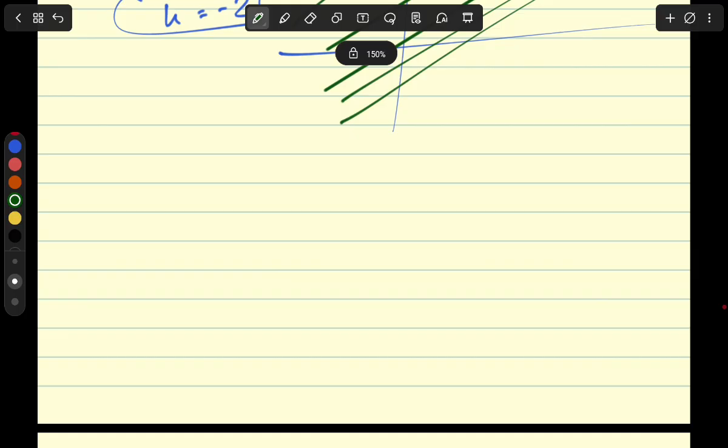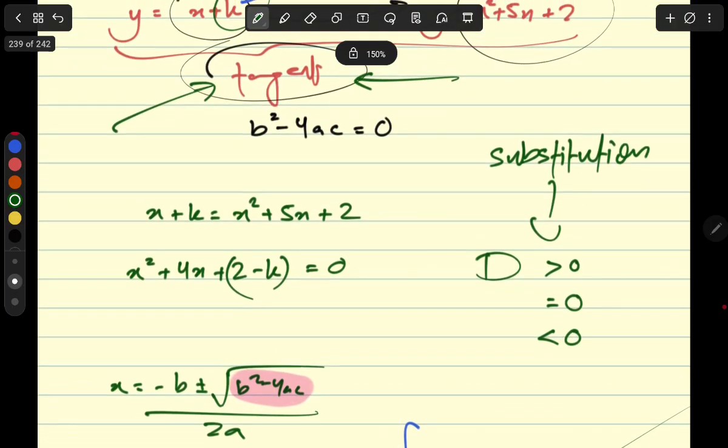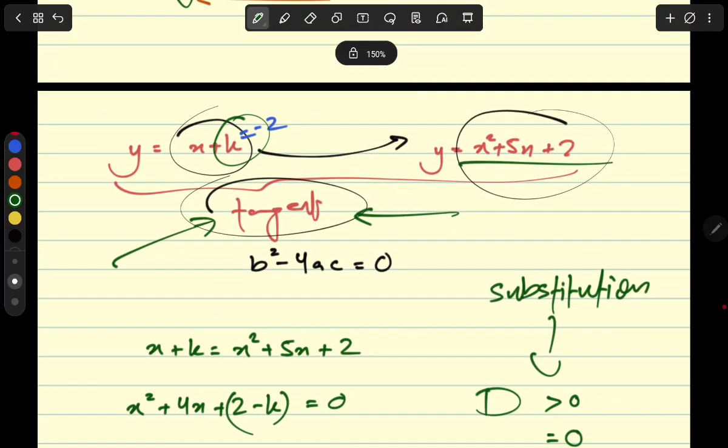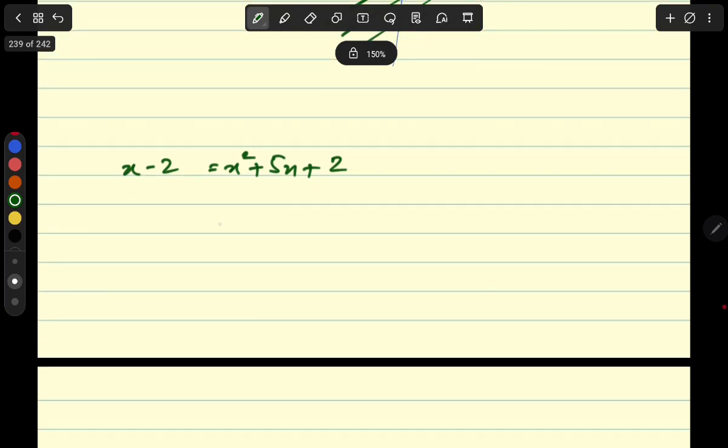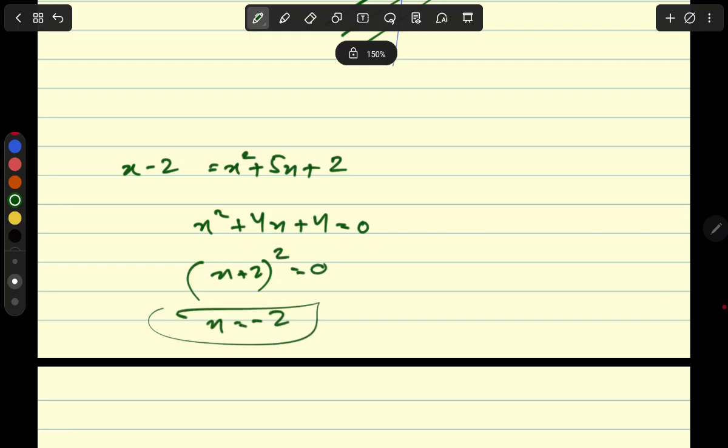Now, if it were to ask where does it touch, hence find the value of x, or hence find the coordinate of the point of tangency, you are going to do x minus 2 is equal to x squared plus 5x plus 2. Okay, so this becomes x squared plus 4x plus 4, which is x plus 2 whole square. That's it. So x is going to be equal to negative 2, right? So we just found the tangency point as well.